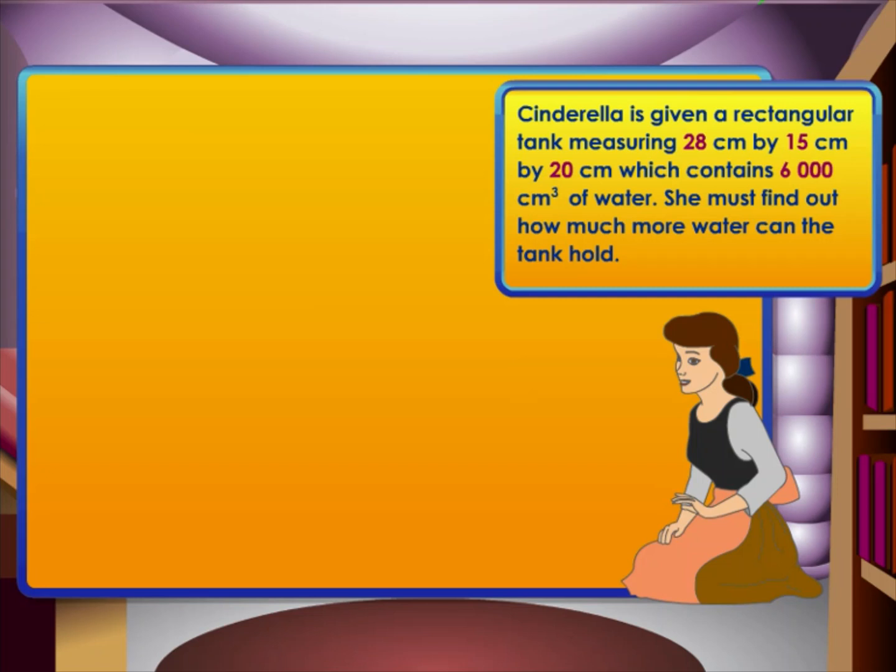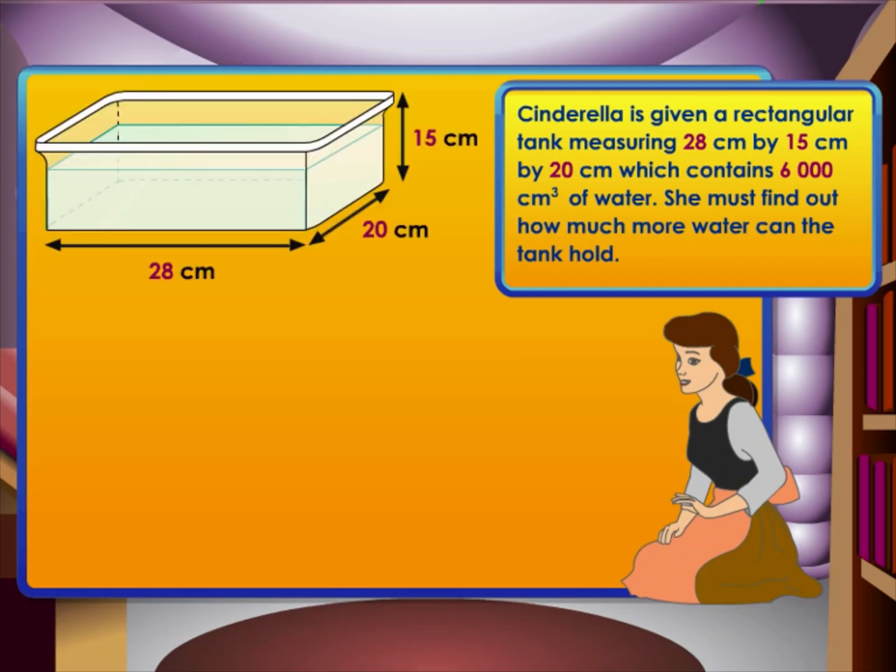Cinderella is given a rectangular tank measuring 28 centimeters by 15 centimeters by 20 centimeters, which contains 6,000 cubic centimeters of water. She must find out how much more water the tank can hold. Let's help her to find out the answer. What is the shape of the tank? Yes, the tank is the shape of a cuboid, and it measures 28 centimeters by 15 centimeters by 20 centimeters.